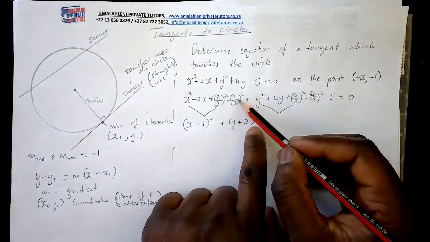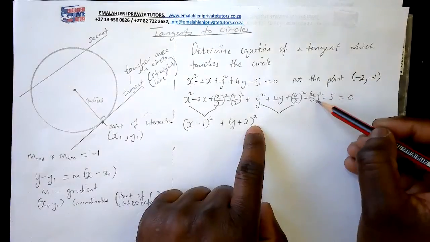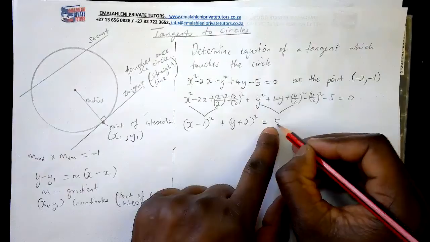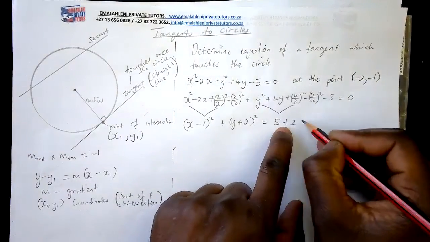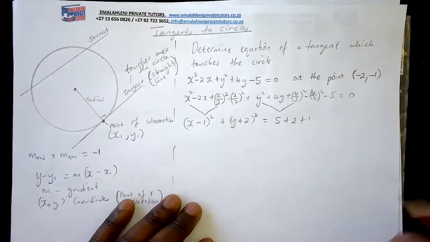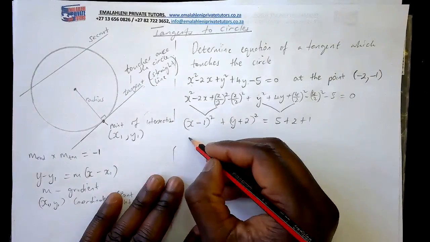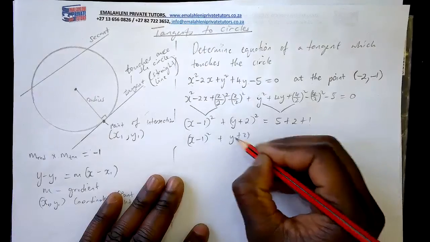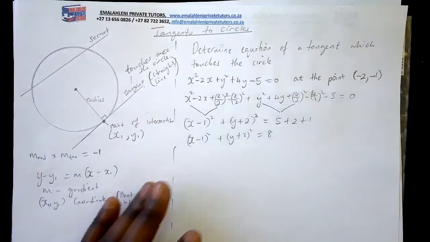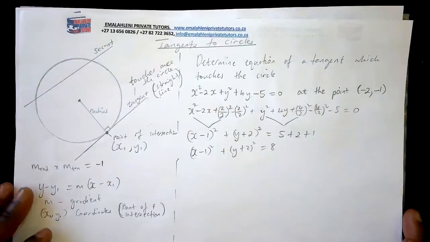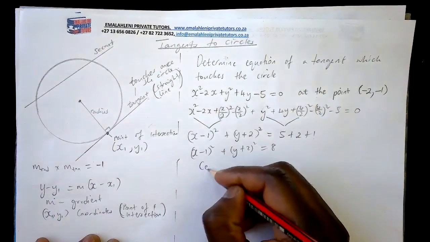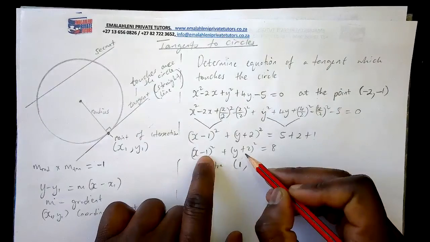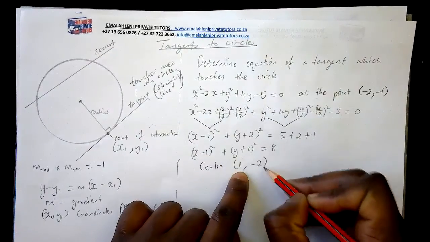Then we take the -1, the -4 and also the -5, and shift them to the other side. Then it's going to be 5 plus 2 plus 1, because it's positive now. What do we get? 5 plus 2 plus 1 is going to be 8. So we have the equation (x minus 1) squared plus (y plus 2) squared is equal to 8. Okay, so that's what we have there. Now, what is the center? We need to have the center. The center coordinates are going to be (1, -2), remember the opposite sign. Okay, that's what we have.